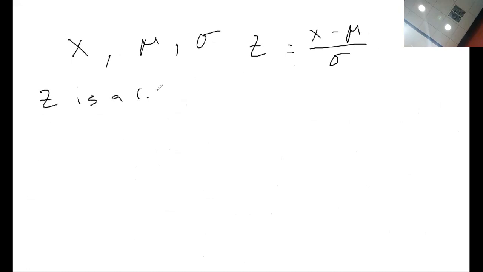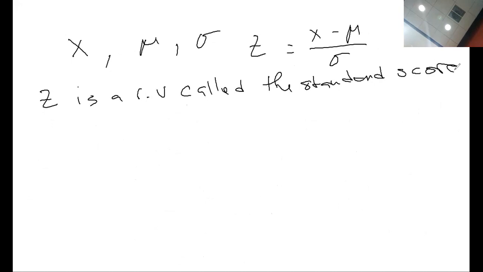X is a random variable with mean mu and standard deviation sigma. Z equals x minus mu over sigma. Then Z is a random variable called the standard score. That's on the PowerPoint, called the standard score. So whenever you are given the standard score, you know it has mean 0 and standard deviation 1.